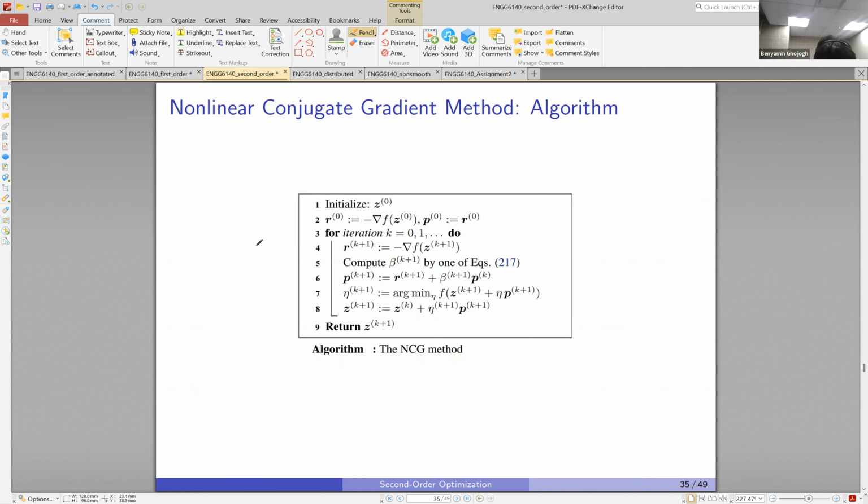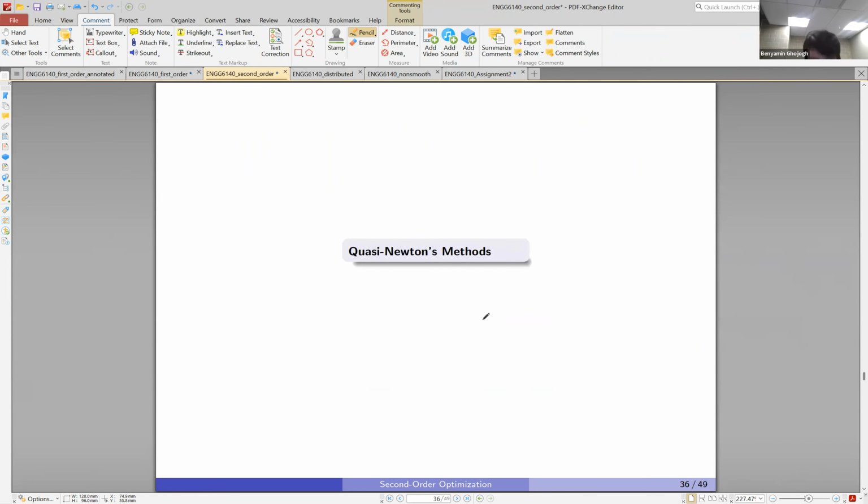Now this is the algorithm of NCG. We initialize it similar to the linear conjugate gradient method. In the first iteration, we do it by gradient descent. But in the next iterations, we find p as a linear combination of the previous p and the residual. The eta here is found by steepest descent, and z is updated by this. We also had this in the linear conjugate gradient method. Again, done. Nothing very complicated. Any questions so far?